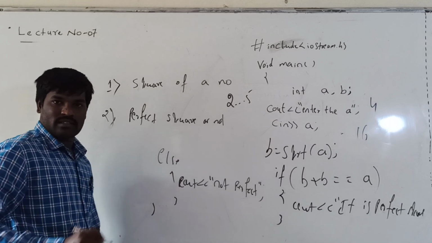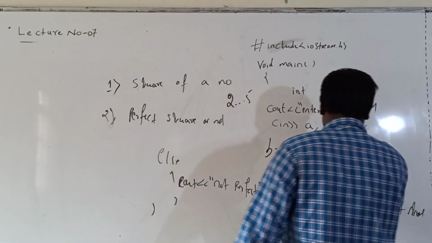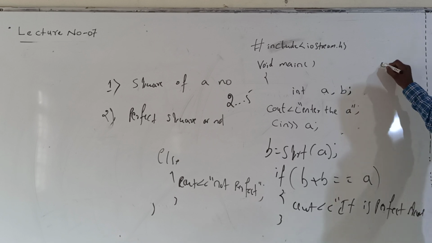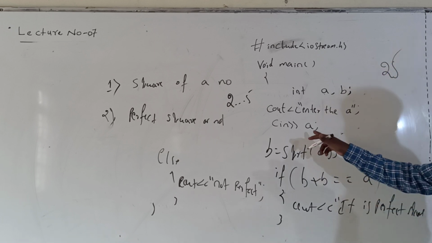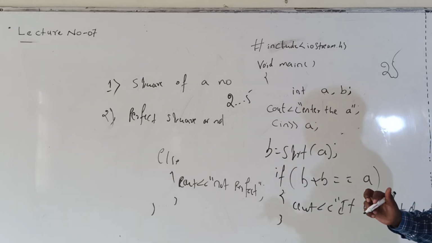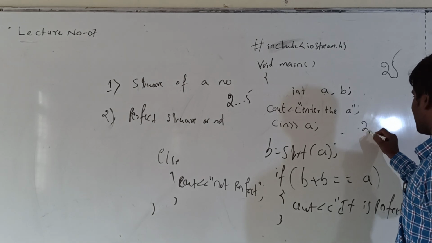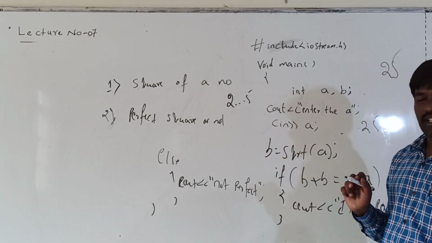Okay, so once again we have to check the condition. Now we take the input value as 25. I can give the input value as 25. 25 is stored in A. Square root of 25 is 5.